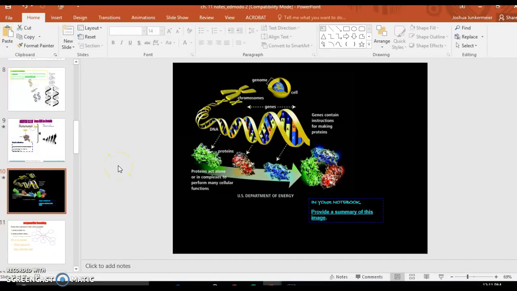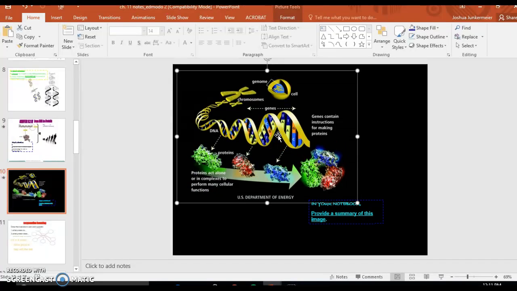All right, here's slide 10 where we left off from video number 1 for chapter notes number 2. This image contains a lot of information, and this itself is a model also. A scientist created a model using some pretty good graphics, and it shows from cell to proteins. There's some written content in here to share and increase your information.